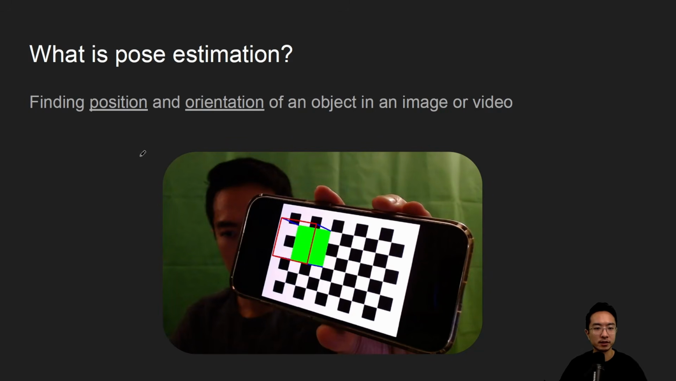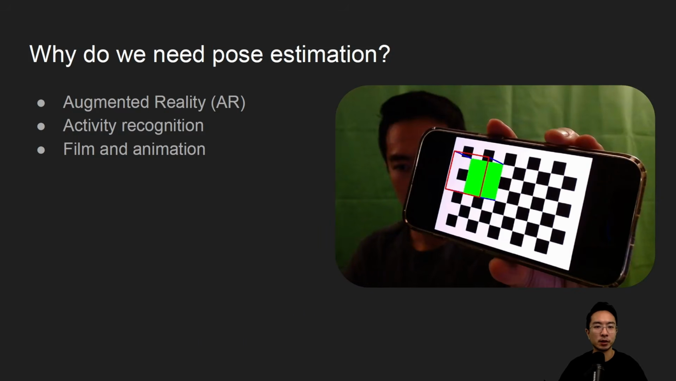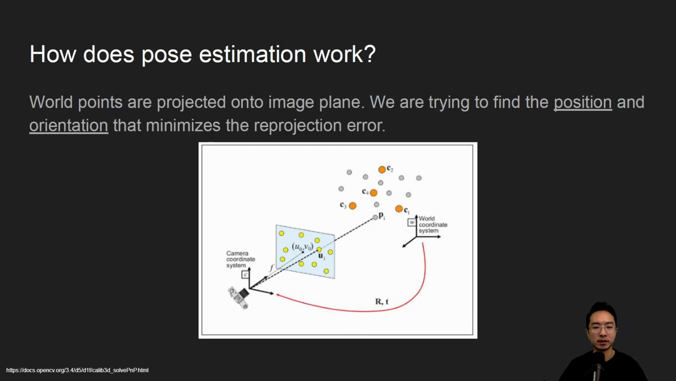So what is pose estimation? The idea is finding both the position and orientation of an object in an image or video. Why do we need pose estimation? We have augmented reality, activity recognition, film and animation, and many other examples. How does pose estimation work? The idea is that world points are projected onto the image plane. Here are your world points, and they get projected onto your image plane. We are trying to find the position and orientation that minimizes the reprojection error.